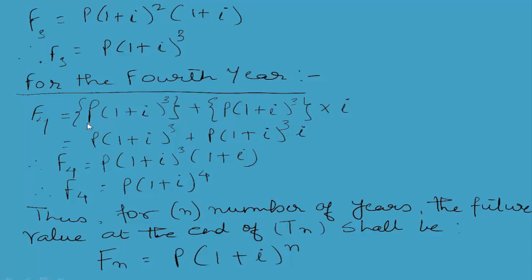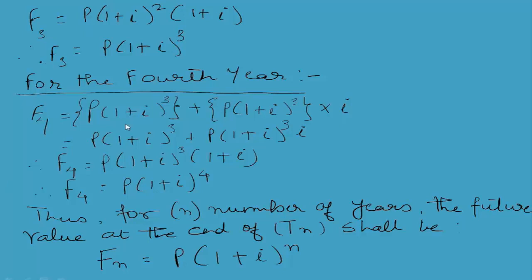Once again, let me repeat myself. At the beginning of the fourth year, the original investment P becomes P(1+i) whole cube, which was the last principal we got at the end of the third year. So this becomes the opening principal for the fourth year, that is P(1+i)^3, plus, on this new principal, we are multiplying it by i, which shows that for the entire stretch of the fourth year, the principal P(1+i)^3 shall be growing by i% rate of interest compounded annually.